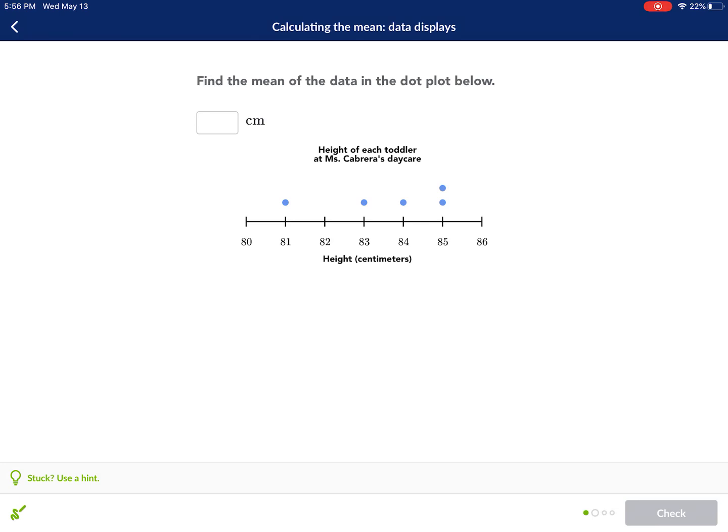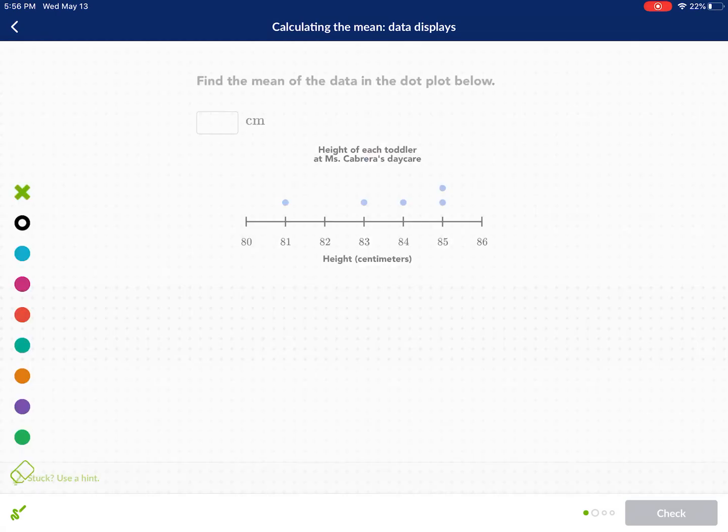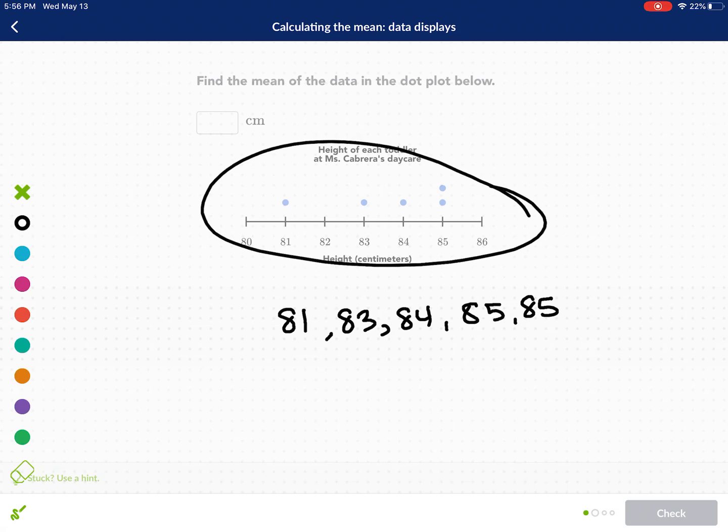All right, so we have 81 as a height of one kid in the daycare. So we would take 81. Another kid was 83. Another kid was 84. And 2 kids were 85. All right, so this right up here is what we call a dot plot. We'll be studying those more in a little bit, but that is a data display. It's a way of showing our data that has been collected.